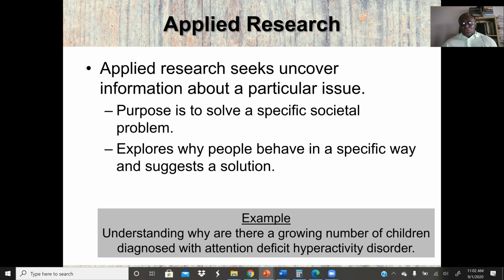I may have two groups, and we may put children in these two groups with different styles of learning. And later we may measure which group has more children with attention deficit hyperactivity disorder. So you can say in our applied research, we are trying to solve a problem. Here, I'm trying to use a learning style to solve the problem. Can active learning or passive learning solve this problem?